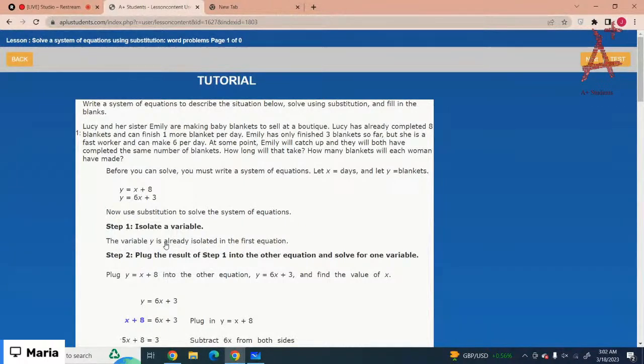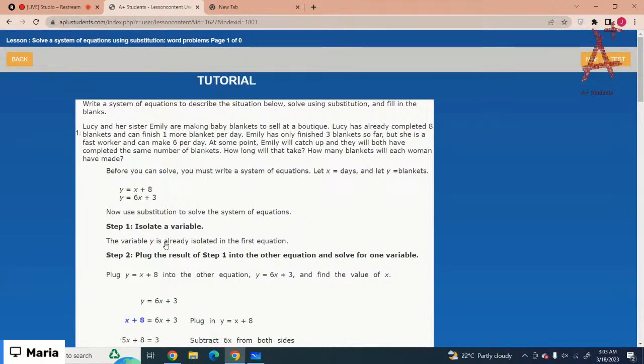Lucy and her sister Emily are making baby blankets to sell at a boutique. Lucy has already completed 8 blankets and can finish one more blanket per day. Emily has finished 3 blankets so far and she is a fast worker and she can make 6 per day. At some point, Emily will catch up and they both will have completed the same number of blankets. How long will that take? How many blankets will each woman have made?